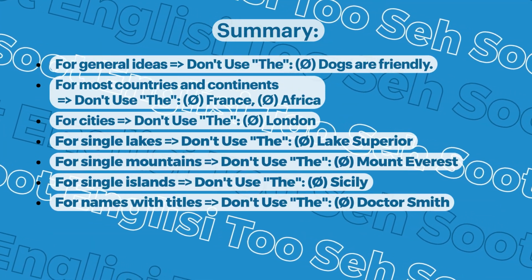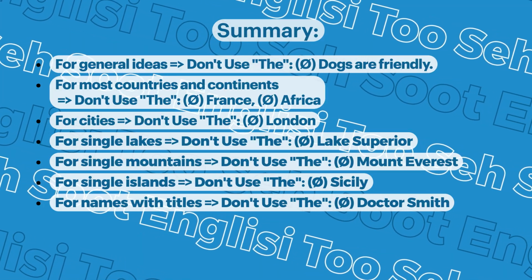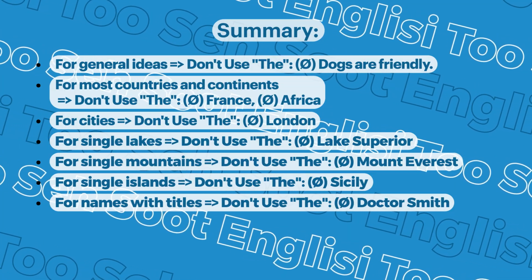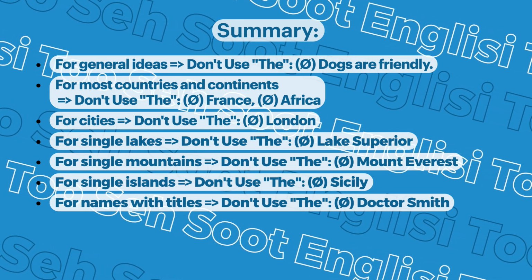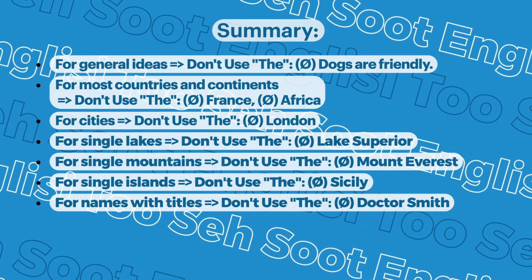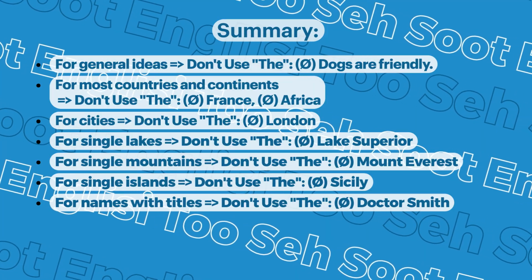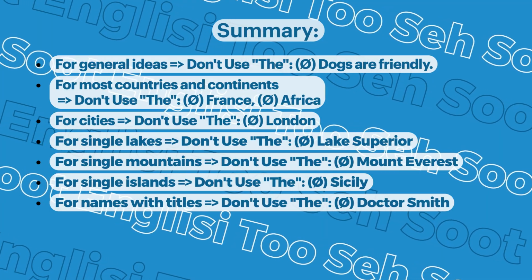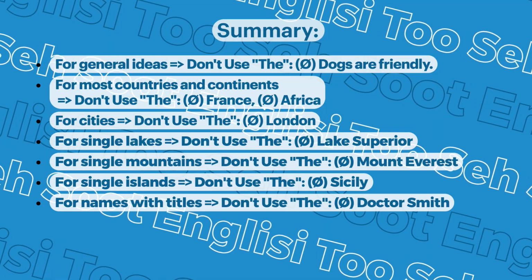When not to use "the": for general ideas like dogs are friendly, and as I love cats, I must say cats are awesome creatures in the world. For most countries and continents, for example, France, Africa, for cities like London, for single lakes, Lake Superior, for single mountains, for example, Mount Everest, for single islands like Sicily, for names with titles, Dr. Smith.